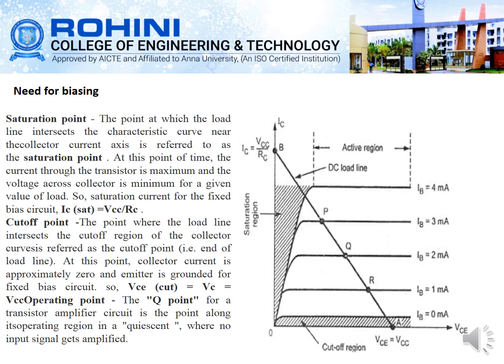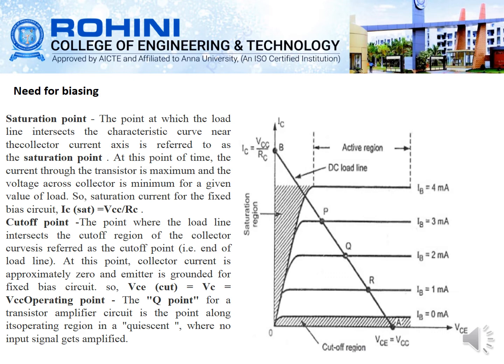In the case of the saturation point, it is the point at which the load line intersects the characteristic curve near the collector. Near this point, we call it the saturation region, where the current flowing through the transistor will be maximum and the voltage will be minimum. The saturation current for the fixed bias is IC saturation equal to VCC by RC. And the cutoff point is where the load line intersects the collector curve near the cutoff region, which will be the end of the load line.